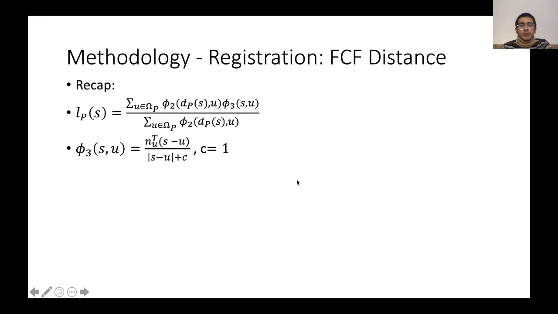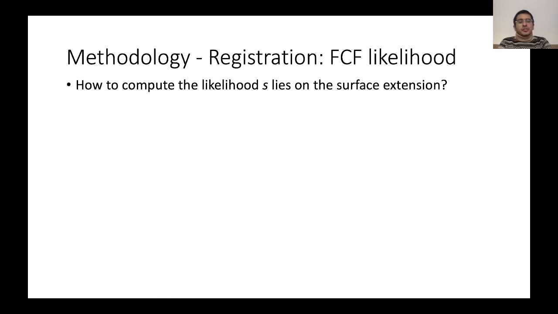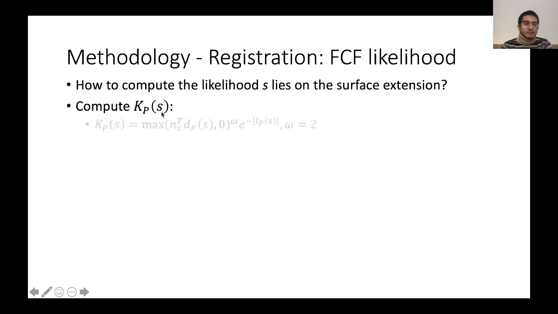As a quick recap, here are the equations for the distance calculation. So the next issue is how would you compute the likelihood that S actually lies on the surface extension using both of these direction and distance equations. This is done by computing K of P of S. Now the K of P of S is essentially this equation over here, and it's pretty simple.